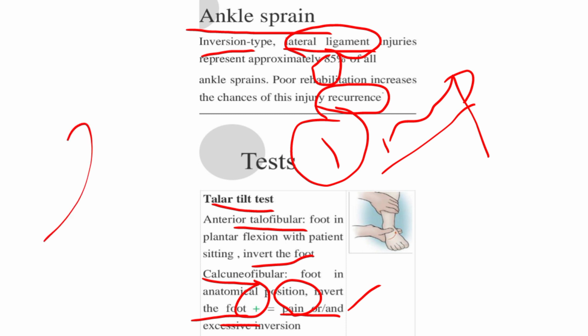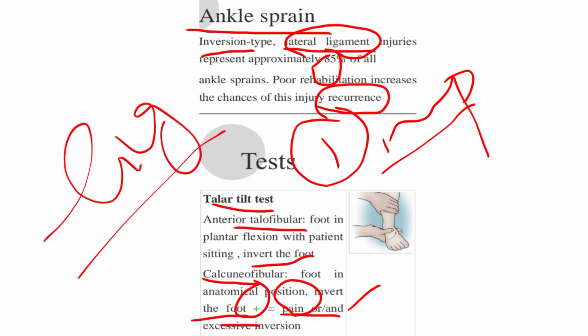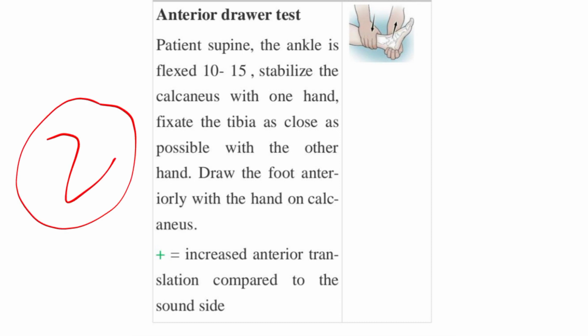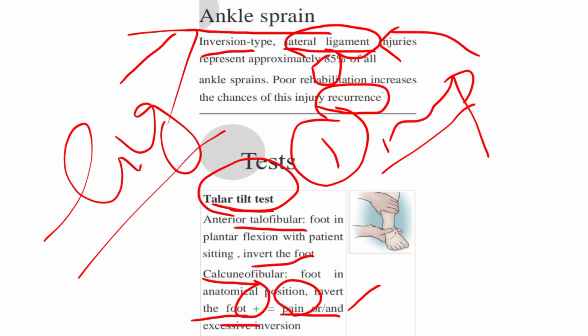The main function of the ligament is to provide stability. When there is excessive inversion, it means the ligament is injured. This is the Taylor tilt test that we do for the ankle sprain. The second test we will do is the anterior drawer test. The Taylor tilt test position is here.